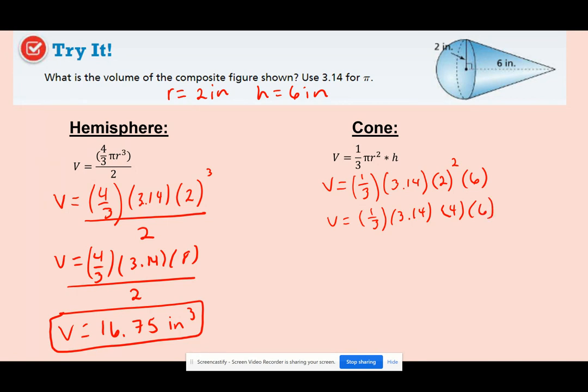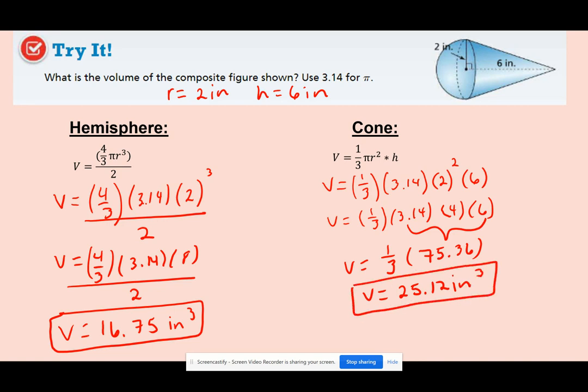Now, if you watch my other video, I kind of taught you a little trick. You can simplify all of this part here first. So you can do 3.14 times 4 times 6. And let's see what we get. 3.14 times 4 times 6. We get 75.36. Now, if I want to multiply it by 1/3, instead of multiplying by a fraction, you can divide by 3. So multiplying by 1/3 is the exact same thing as dividing by 3. So if I take 75.36 and divide it by 3, my volume is 25.12 inches cubed.